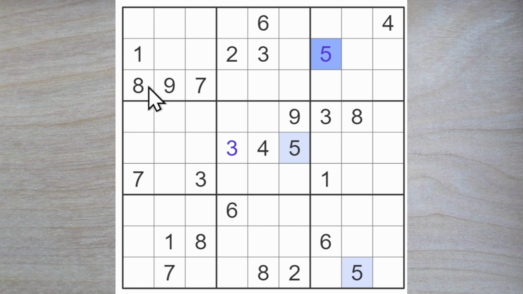We also see 7, 8, and a 9 blocking here. So a 7, 8, and a 9 must go in these 3 cells. And I'm happy to see the 9 blocking these 2 cells. Therefore, a 9 must go here. And these must be a 7 and an 8.